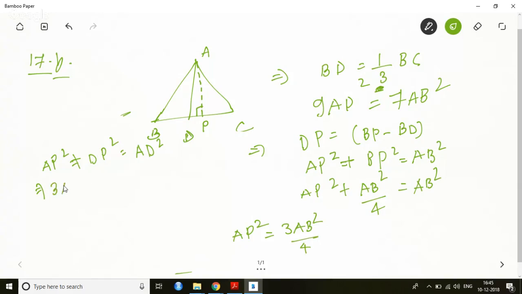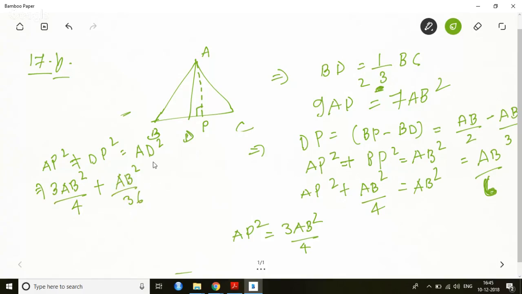So this is nothing but 3AB square by 4, and DP square is equal to how much? BP. BP is how much? BC by 2, which is also AB by 2, and BD is how much? 1 by 3 BC. So 1 by 3 BC, I can also write 1 by 3 AB. So AB by 2 minus AB by 3 comes out to be AB by 6. So DP square is nothing but AB square divided by 36.